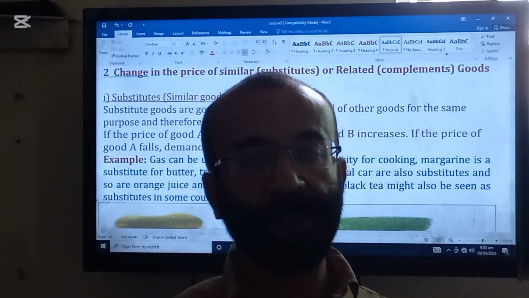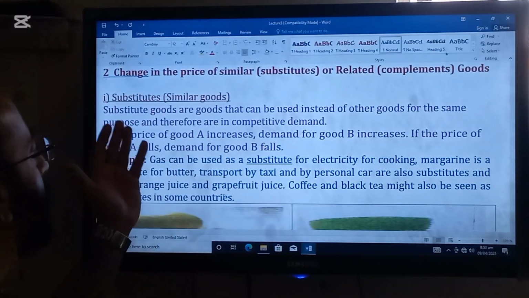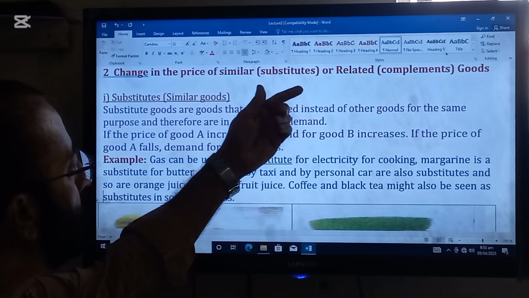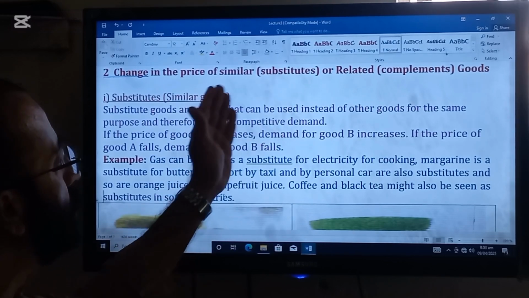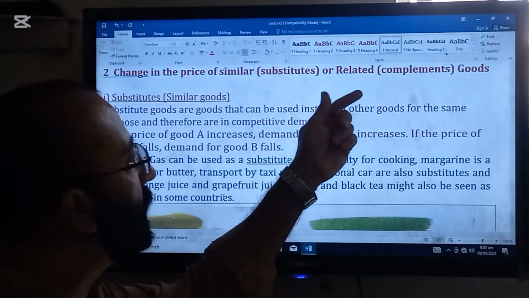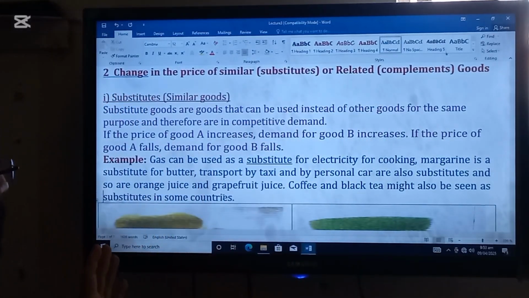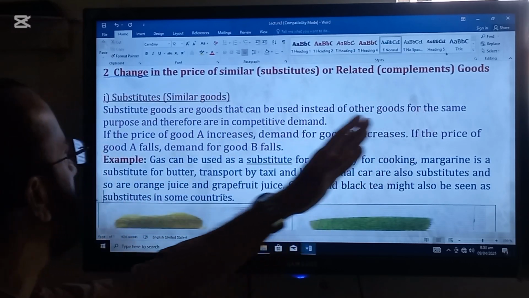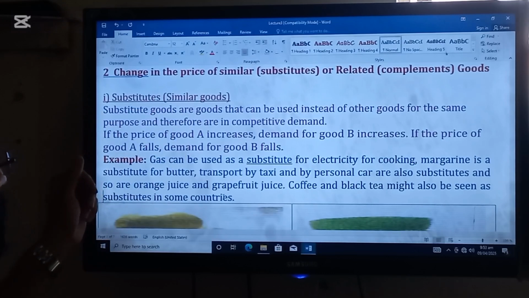The next point which we are going to discuss in this lecture is the change in the price of similar or related goods. Similar or substitute are the same things, and related or complements are the same thing. So the first thing is similar goods, that is called substitutes.